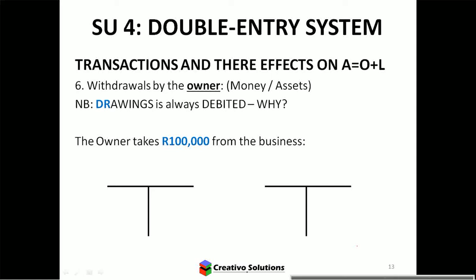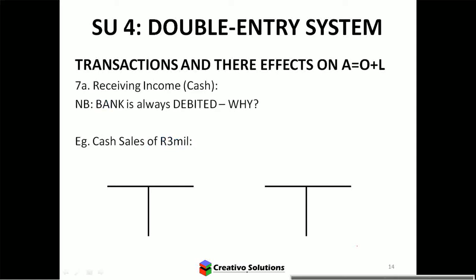Drawings are drawings. So bank and drawings. Bank is affected how? It's decreasing, negatively, credit. Drawings going up, debit. Yes. Okay, good. Next, sales.